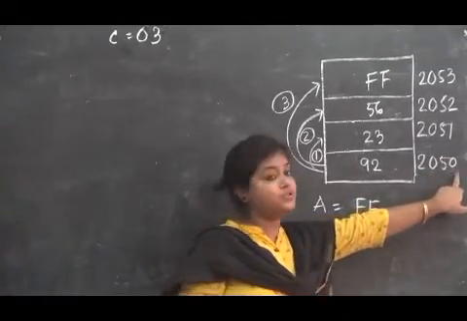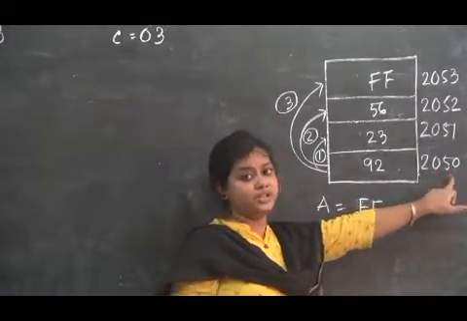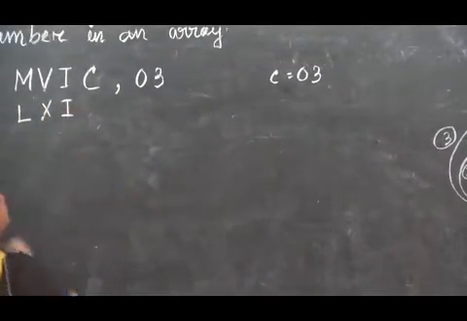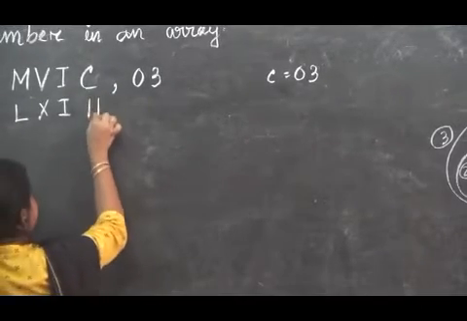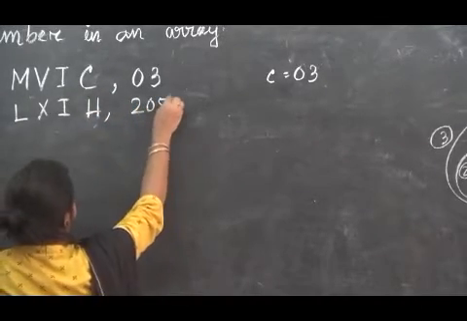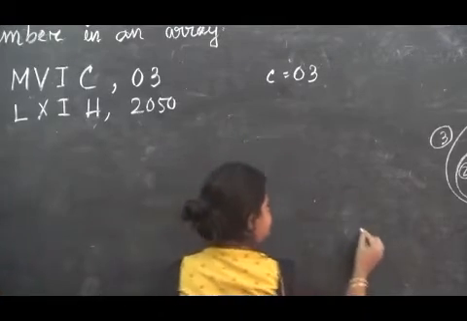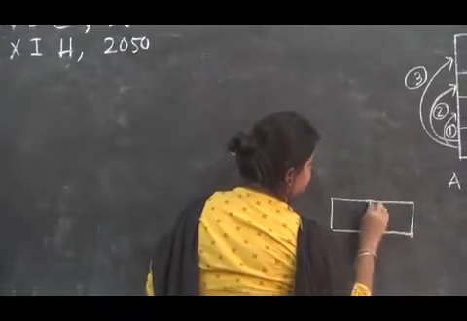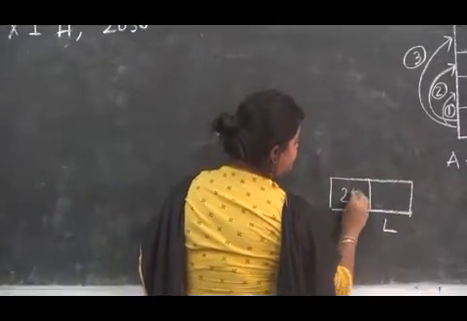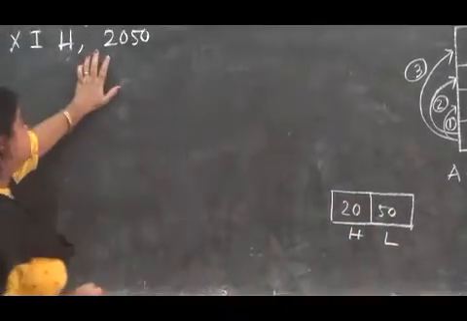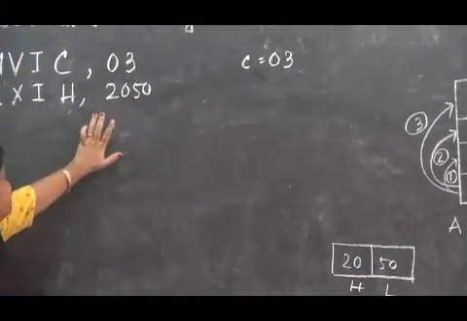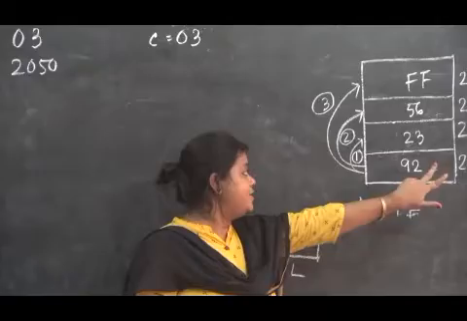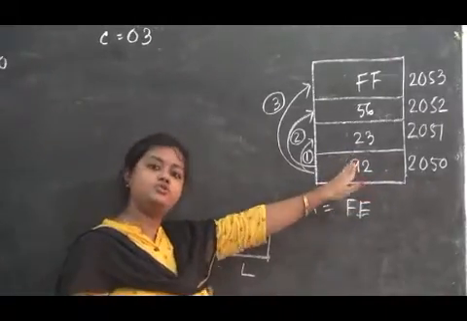So we have to point to 2050, to point to any memory location. We use the instruction LXI. So write LXI H, 2050, and the value of the HL register pair will be 2050 after executing this instruction. Now we have to move this data, the value at 2050, that is 92, to the accumulator.